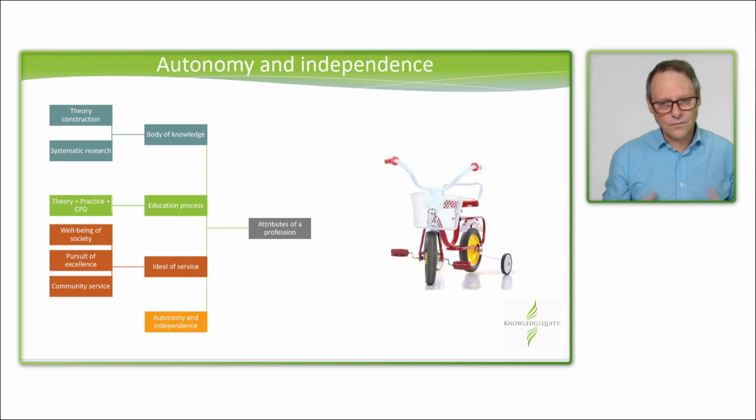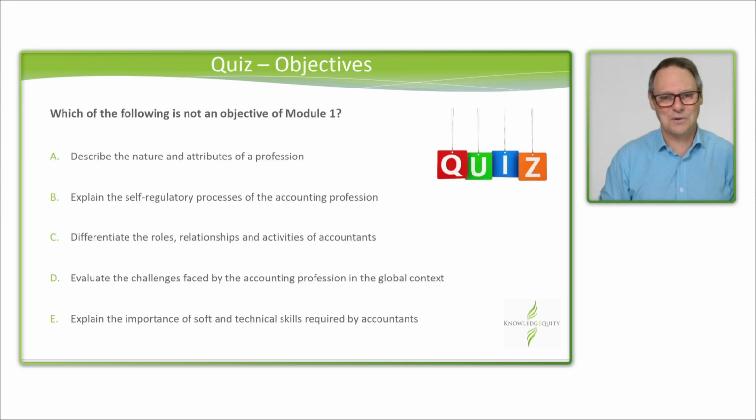So from there, autonomy and independence. You might be wondering why there's a little bicycle. This idea of I can do it myself. The accounting profession should be so good that it should self-regulate, set its own rules and guidance about how to account. Now, sadly, that hasn't always worked well.